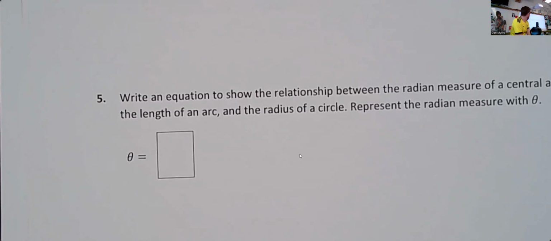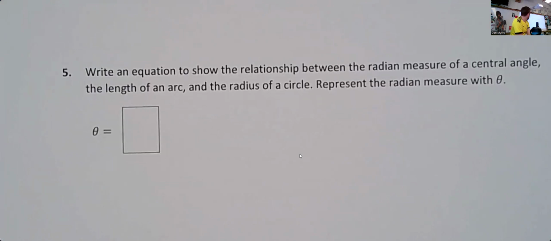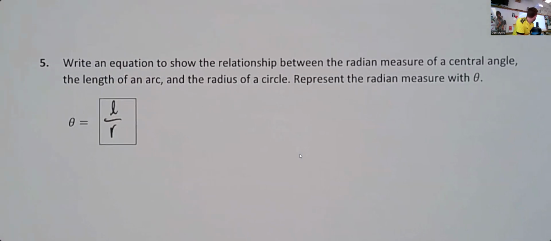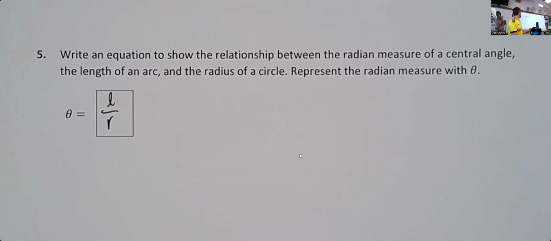And in terms of the equation, that's just going to be arc length over radius. You can just write L over R, L for arc length and R for radius. So write an equation to show the relationship between the radian measure of a central angle, the length of an arc, and the radius of the circle, and represent the radian measure with theta.